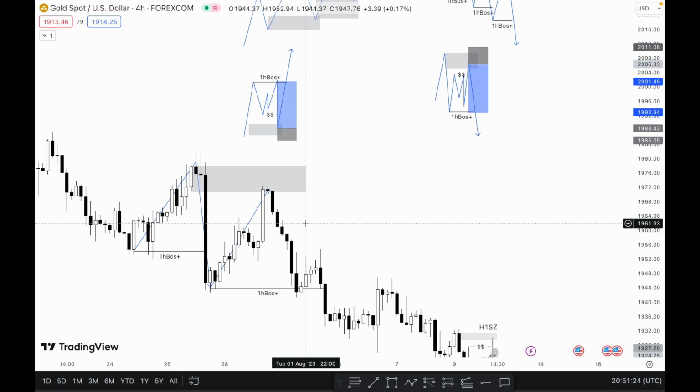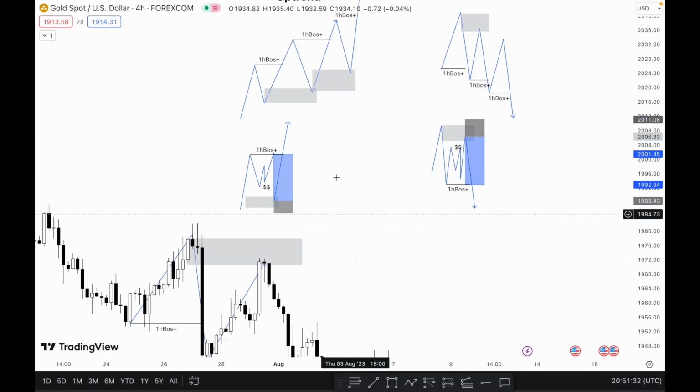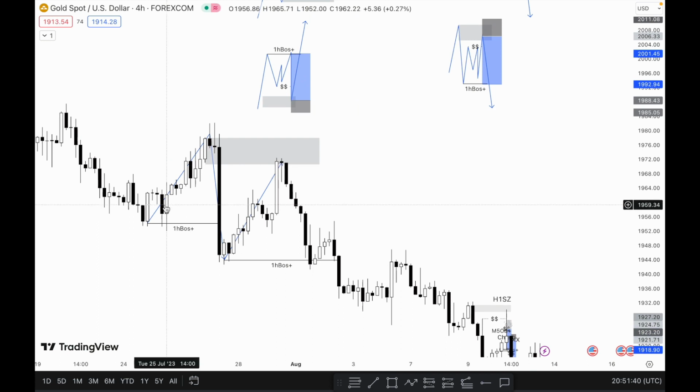So that's what I said. You have to find these zones and know which zone is valid and which zone is not valid. The same thing I just showed you: look, go up, come down, break structure. Go back up to a zone, come back down, break structure. This is the same thing that just happened right now. Went back up, came down in a rush, broke structure.